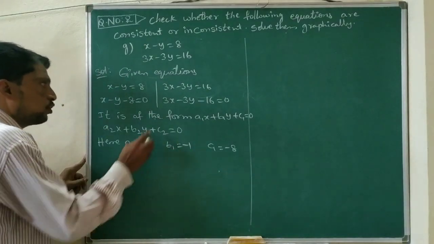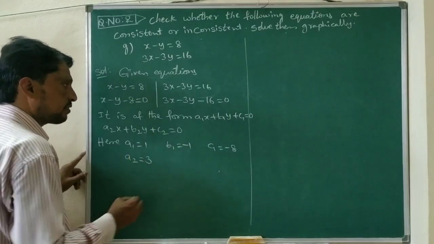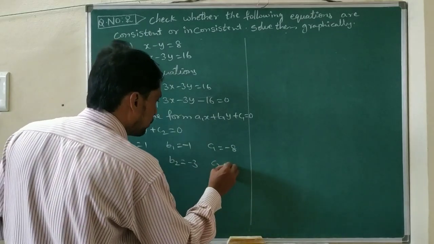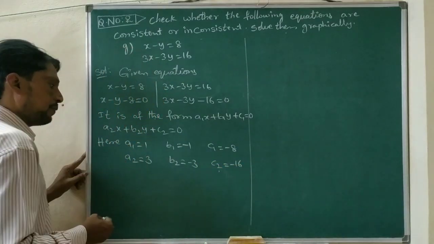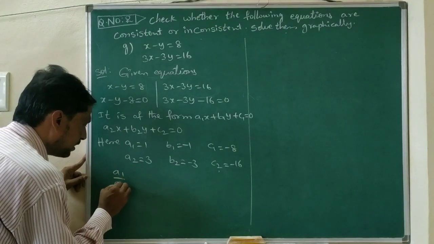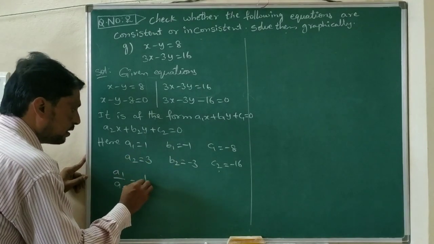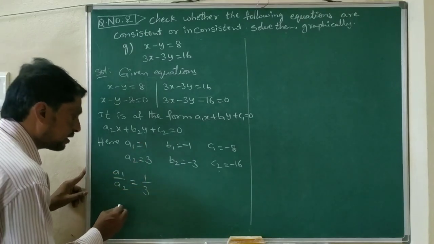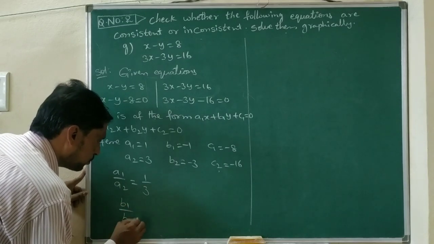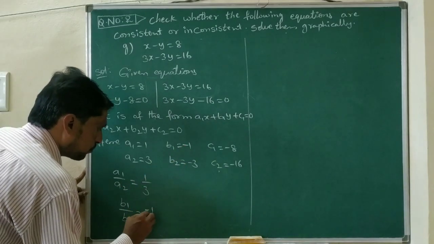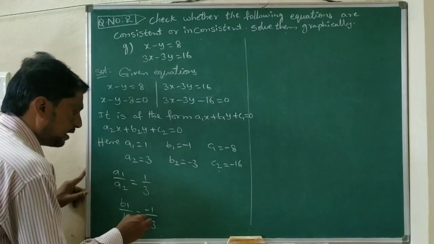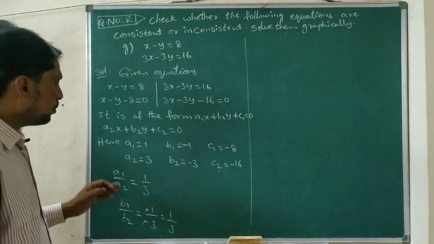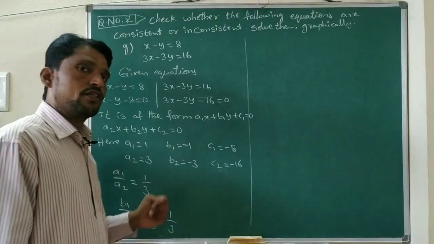So a2 means the coefficient of x in the second equation, b2 is the coefficient of y in the second equation, that is minus 3, and c2 equal to minus 16. Now comparing the ratios, a1 by a2: a1 means 1, a2 means 3, so we are getting 1 by 3. Next b1 by b2: b1 means minus 1, b2 means minus 3. Minus gets cancelled, so we are getting 1 by 3. So a1 by a2 equals 1 by 3, and b1 by b2 also we got 1 by 3.